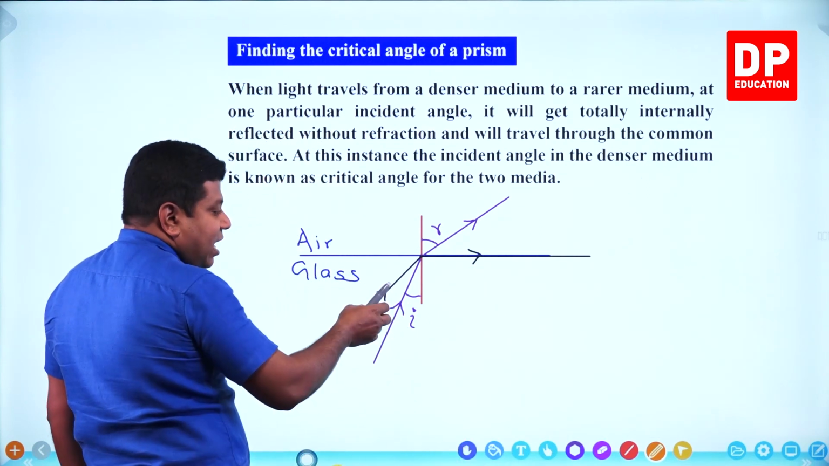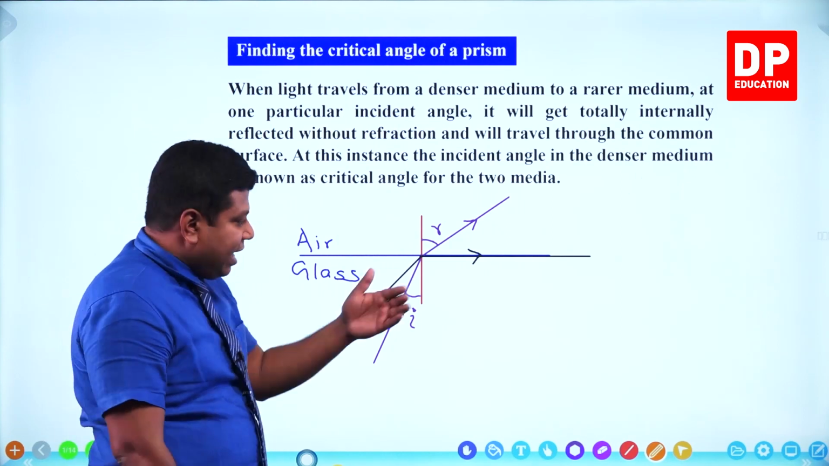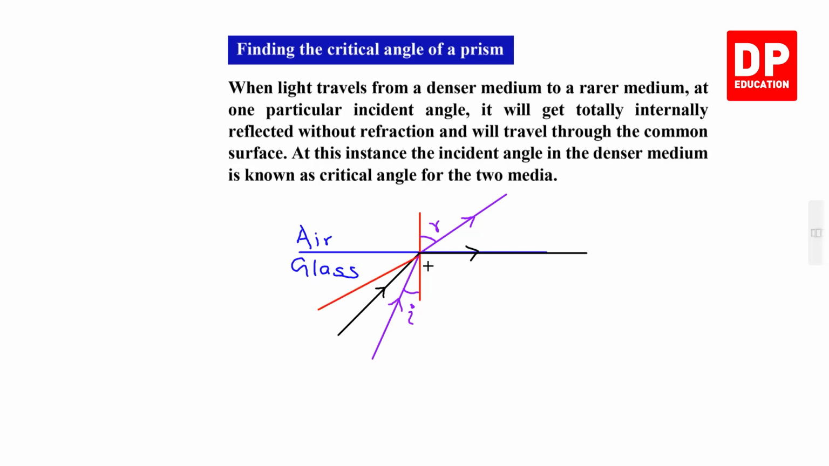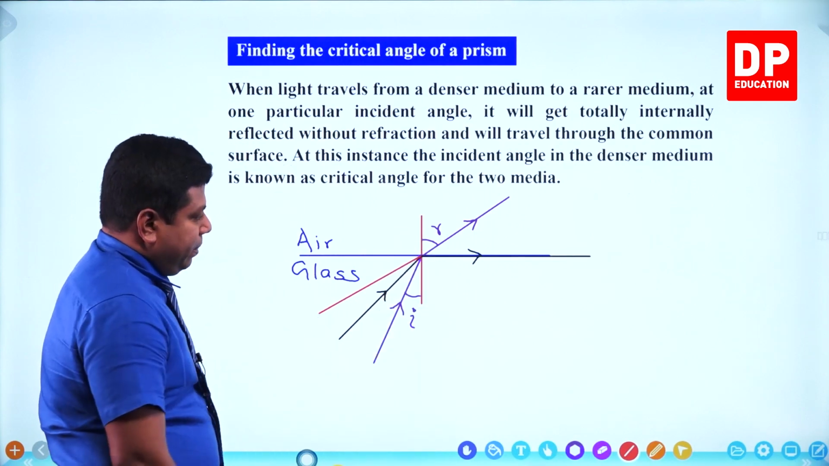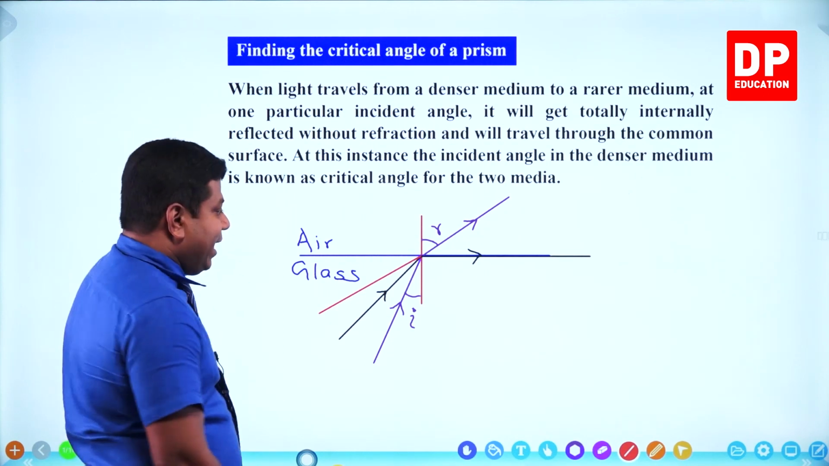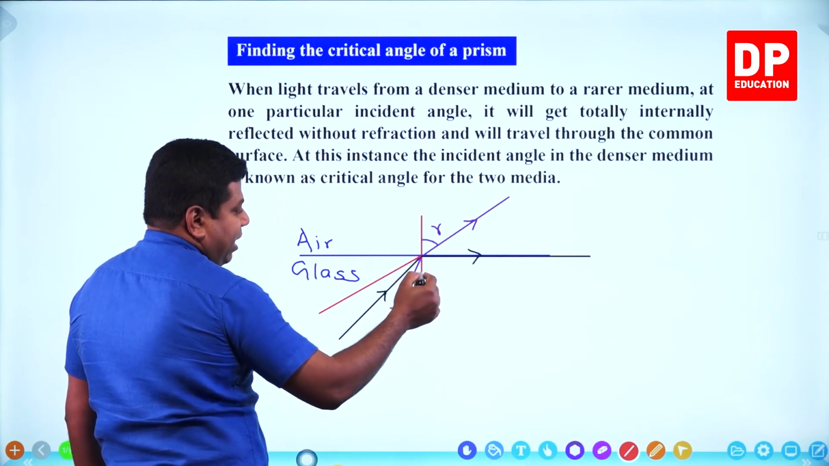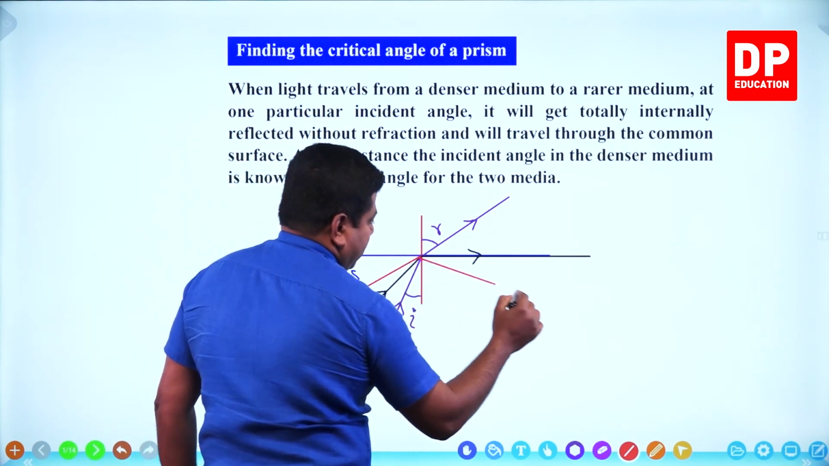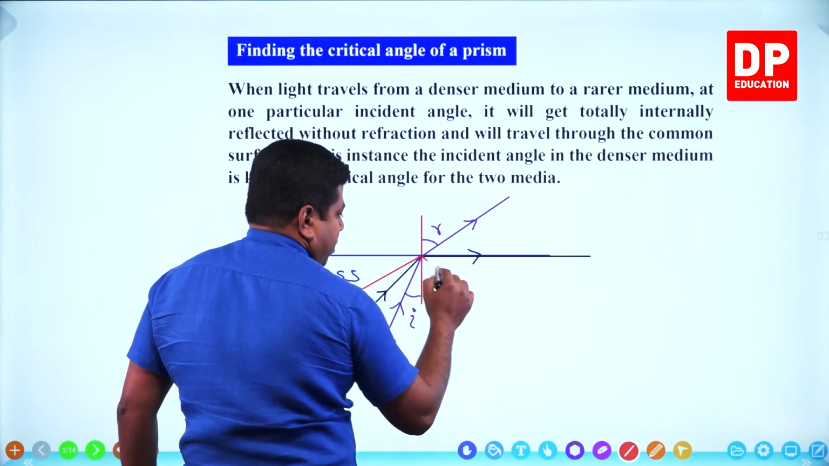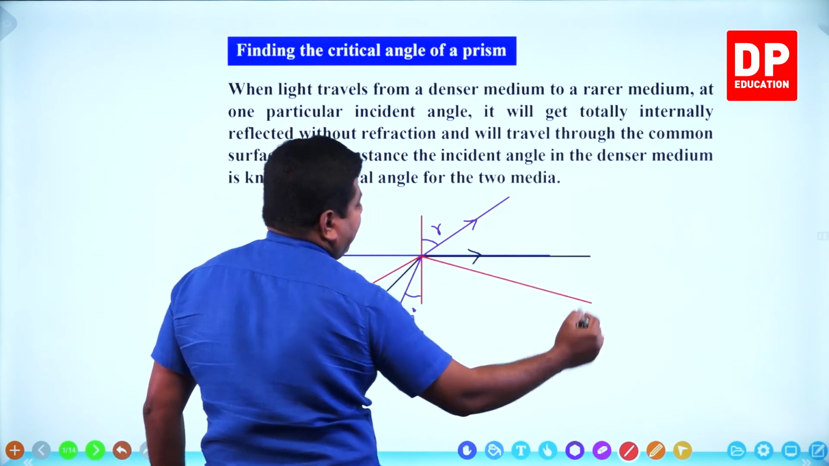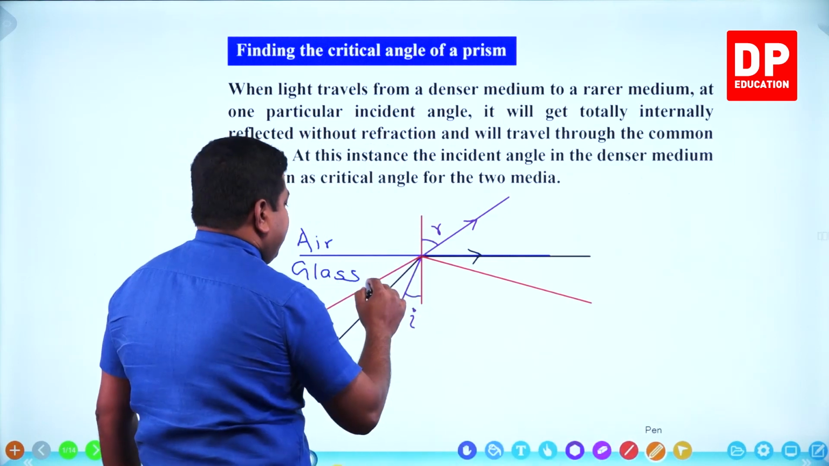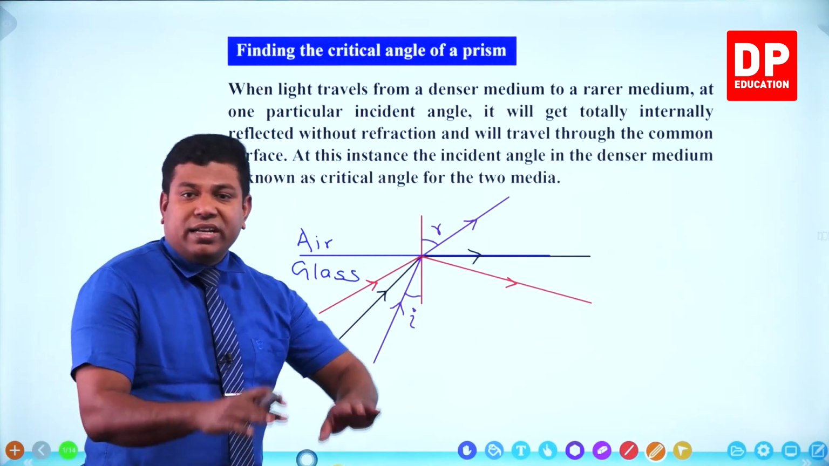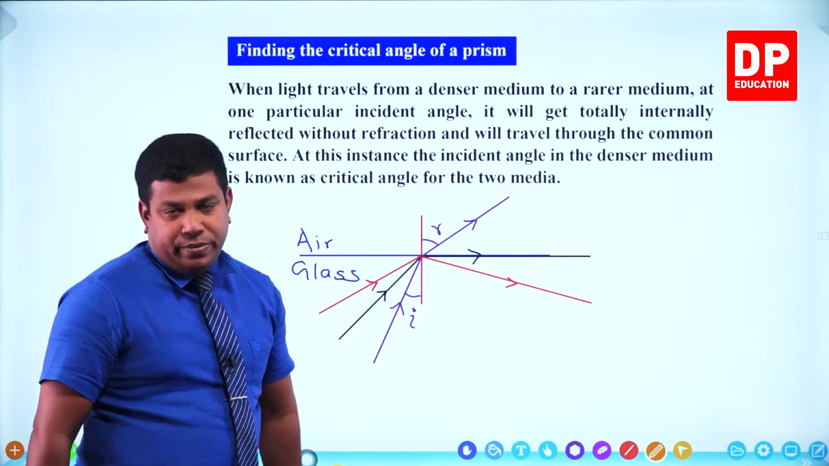If I increase the angle beyond this, let's say an angle greater than this, let me draw another ray. A ray that has an incident angle greater than the angle of this black color ray I have drawn. Then what will happen? It will get reflected within the same medium itself. We call it total internal reflection.